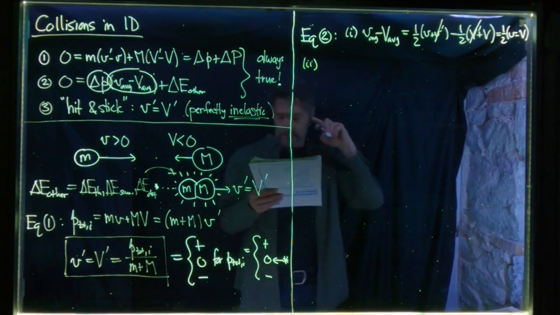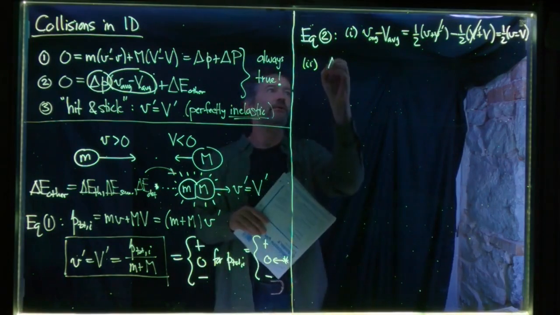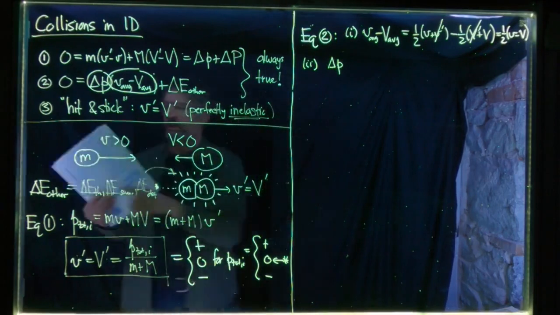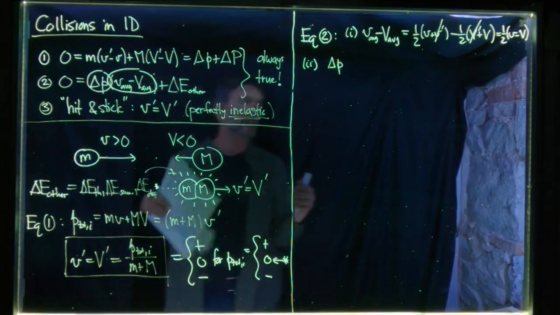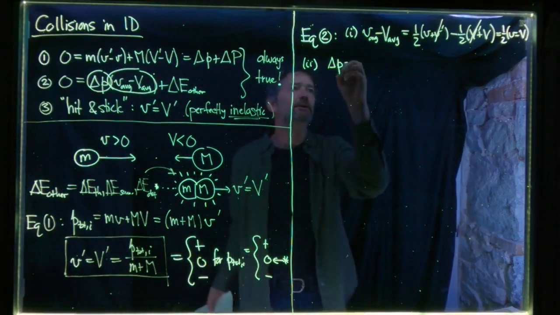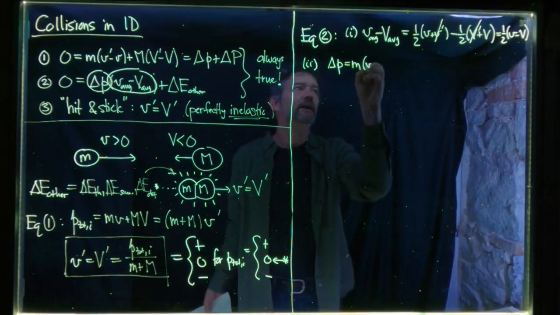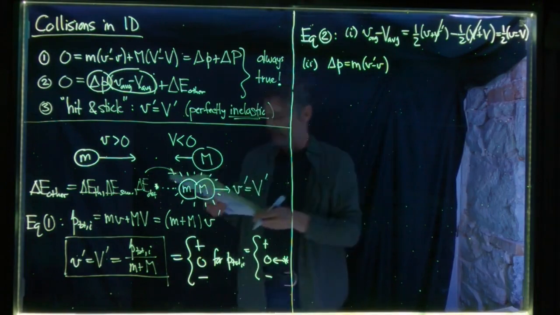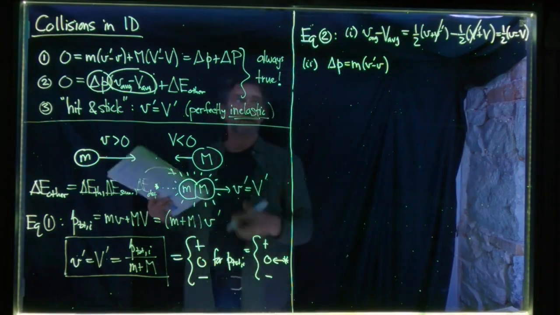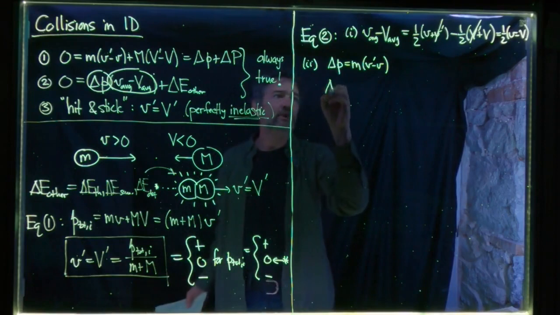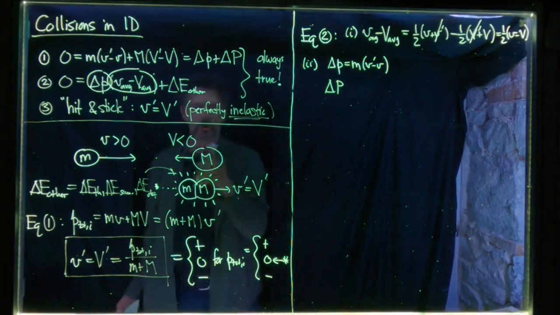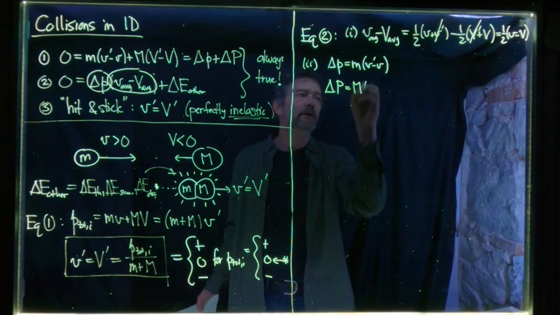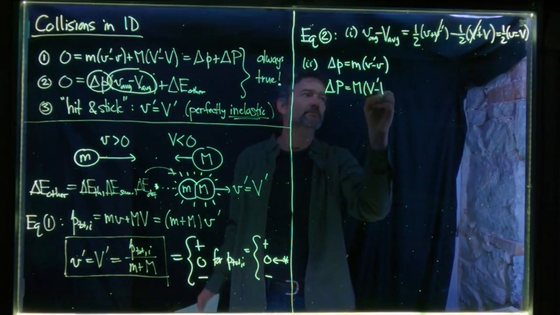Okay, so first of all, delta little p, that's what we're trying to calculate. So what is delta little p? That's the change in momentum of little m, final minus initial. So that's going to be little m times the final velocity of little m minus the initial velocity of little m. Okay, so we have that. And let's compare that with the change in momentum of big M, which we called delta capital P. So that's going to be big M times big V prime minus big V.